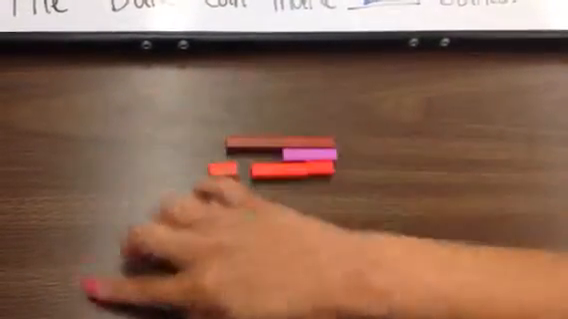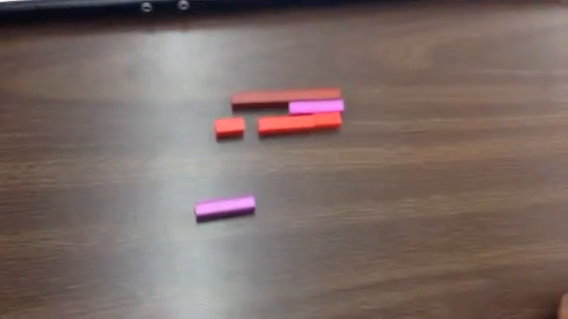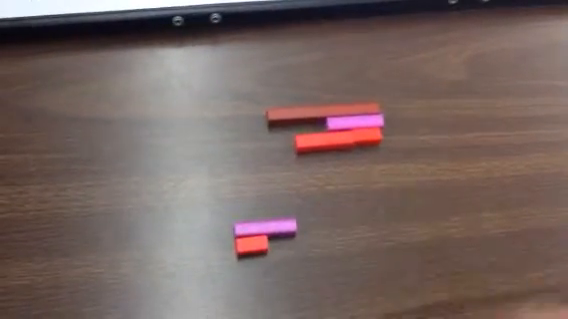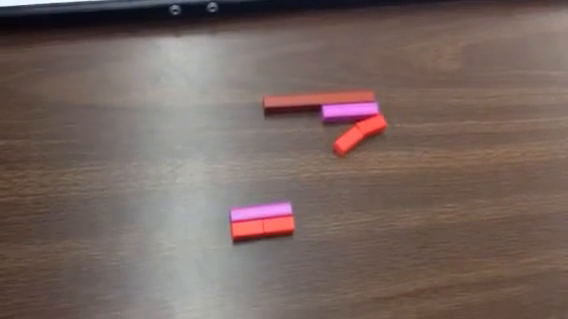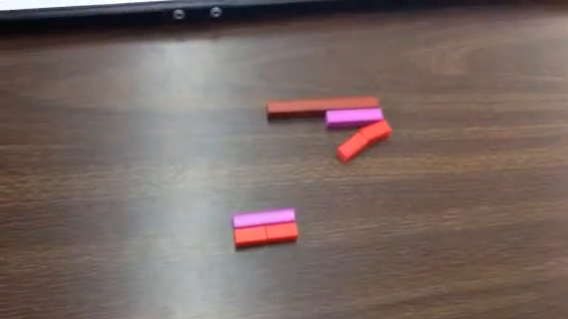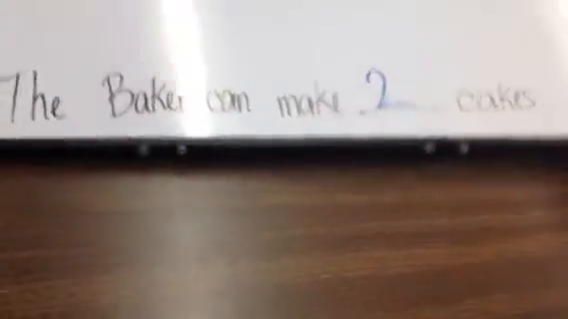So let's take our 1/2 pound of flour. We're trying to figure out how many cakes we can make with our 1/2 pound of flour. Here's my 1/4, and here's another 1/4. So again, we have 2 cakes that the baker can make. After your students are able to grasp the concept using concrete models, let's move on to a number line.